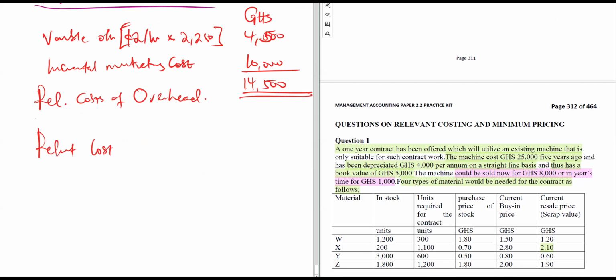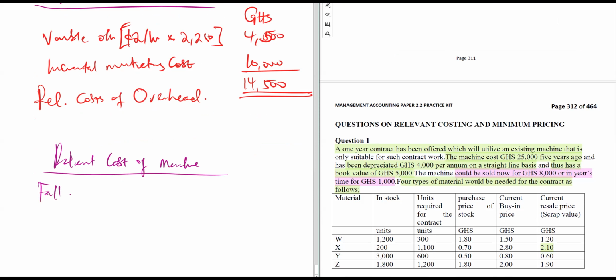I hope you get it. That means the relevant cost of the machine is the fall in restate value, which was 8,000 minus 1,000, just 7,000. Okay, so now we have our total.